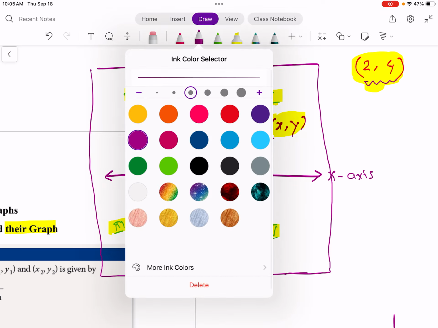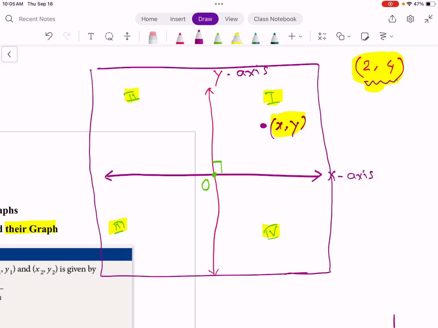This is just a point on a Cartesian coordinate system. Now let me take that (2, 4) point. So for example, if our (2, 4) point is here, this is a point, this is not a set, okay? So we have the (2, 4) point. Now what can you say about this point? Where is this point located on a Cartesian coordinate system?